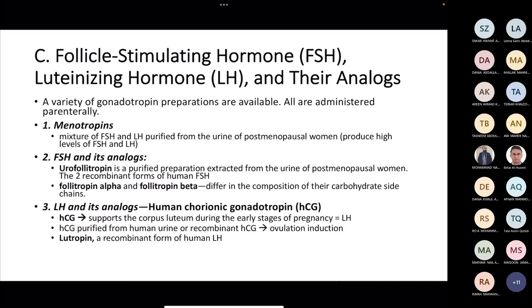gonadotropin releasing hormone which releases صبية تباعد. ممكن تيجي قدام هون. تعال هون.